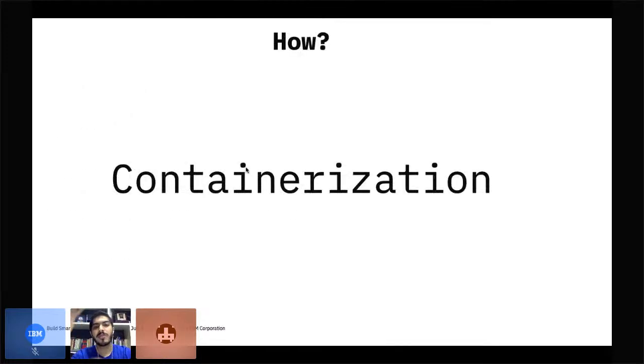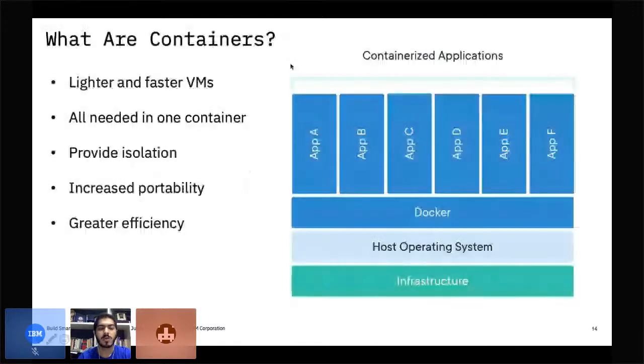So how do we develop microservices? How do we separate our application into different functionalities and have them as microservices? We use what is called containerization. So what are containers? Containers are lighter and faster virtual machines. You can think of them as such. In a containerized application, this is usually what the architecture looks like. We have our infrastructure, we have the operating system, and we have what is called the Docker engine. We're going to get there in a minute in the next slide. And then on top of the Docker engine, we have our different applications.